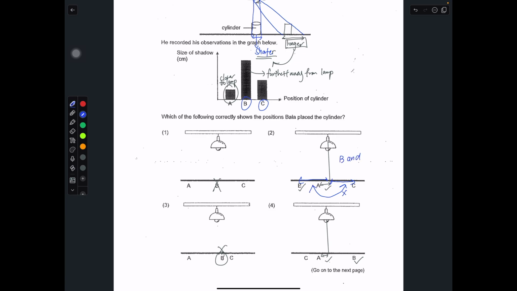B and C cannot be at the same distance away from the lamp. So this is wrong. Over here, B is the furthest, C is somewhat nearer as compared to B. So number 4 is the more accurate answer over here.